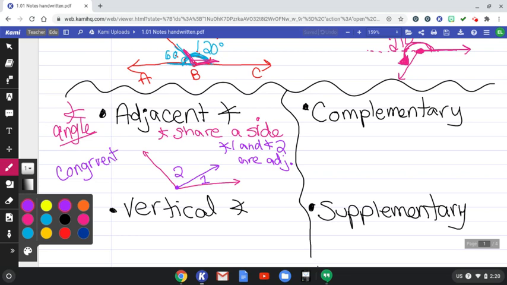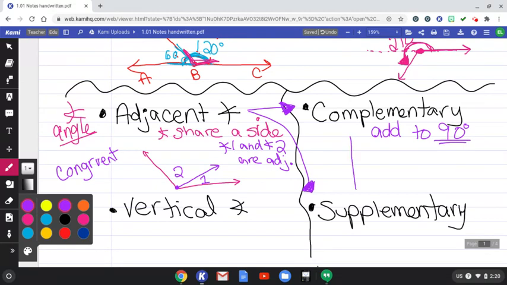Adjacent angles are just two angles that share a side. So adjacent angles can be complementary, and we could also describe them as supplementary. So adjacent, complementary, and supplementary are all related. But more specific, adjacent angles that add to 90 degrees are angles that are complementary.